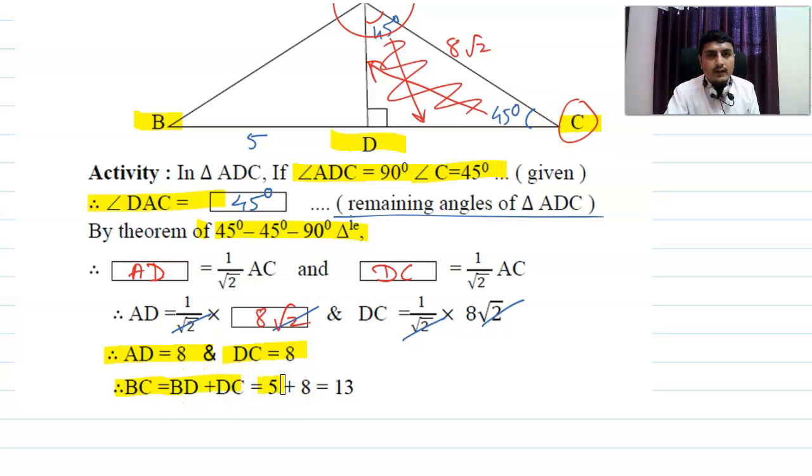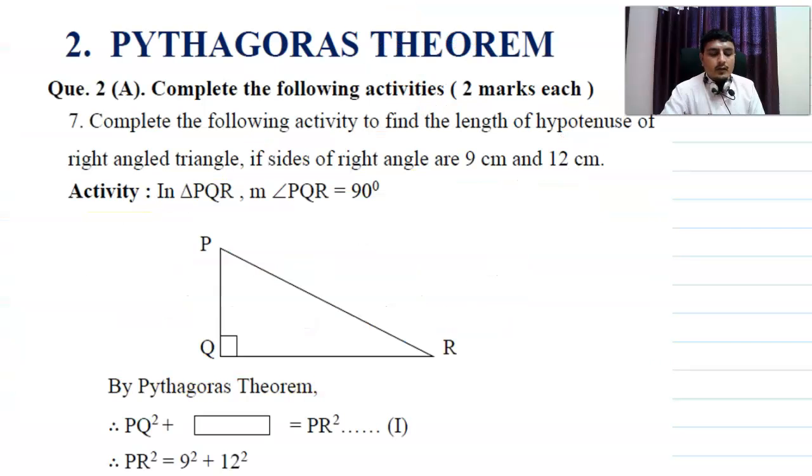BD value we have given as 5, and DC value we are getting here is 8. 5 plus 8 is 13, so the value of BC is 13. Look at activity number 7 from question 2a.